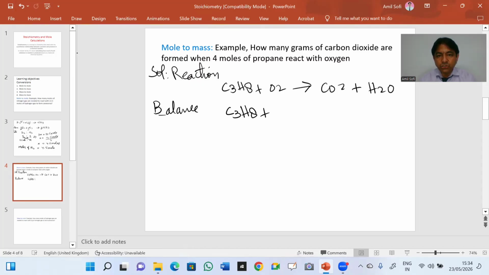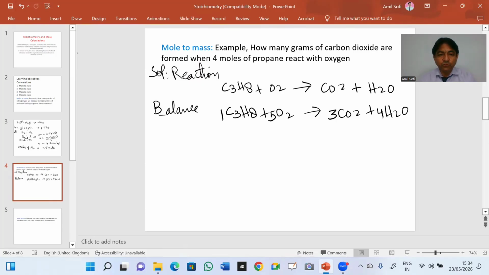C3H8 plus 5 O2 gives 3 CO2 plus 4 H2O. So I have already balanced it. So I know this is 1 times, this would be 5 times, and 3 and 4 times. So now this chemical equation is in balanced form.